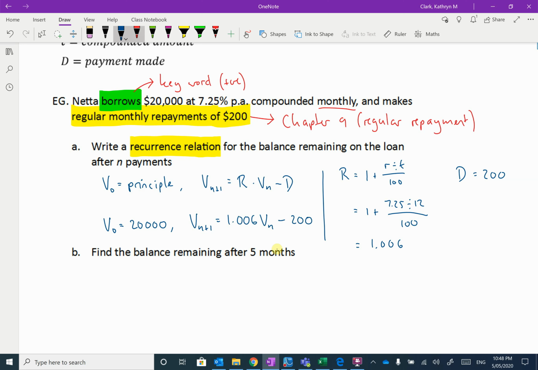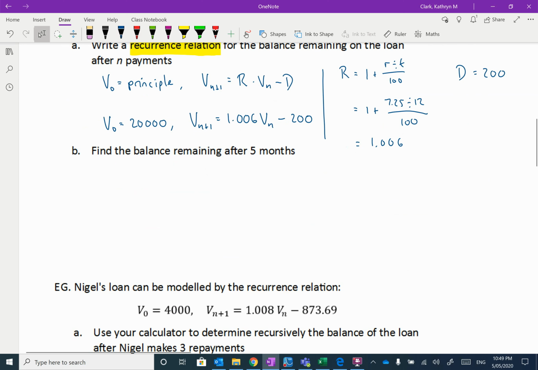In this case, because the interest is compounding monthly, n represents the number of payments, and the number of payments should equate to the number of times your interest is compounding. If it's compounding monthly, you should make monthly repayments as well, because you want to pay off your interest at the same time as it's being compounded. You don't want to wait 2 months and then pay it off, because that's then going to increase the amount. The amount remaining after 5 months is the same as 5 iterations, so we're going to perform 5 iterations on our CAS.